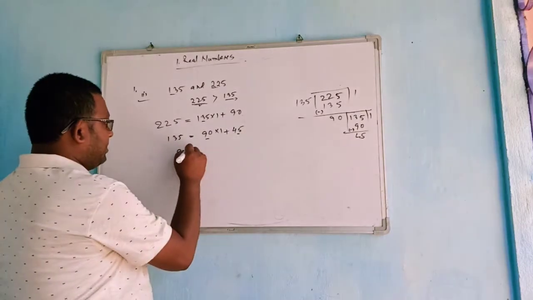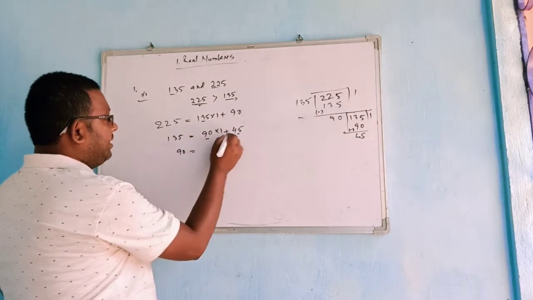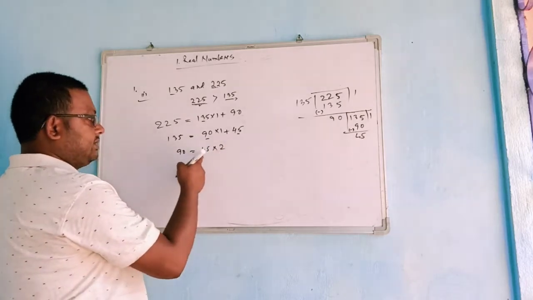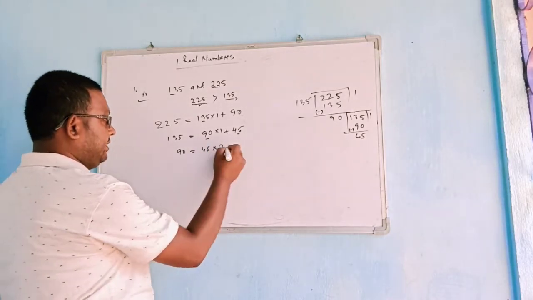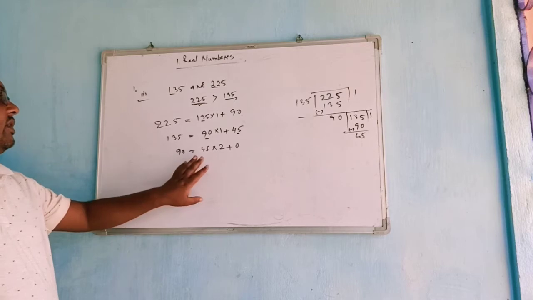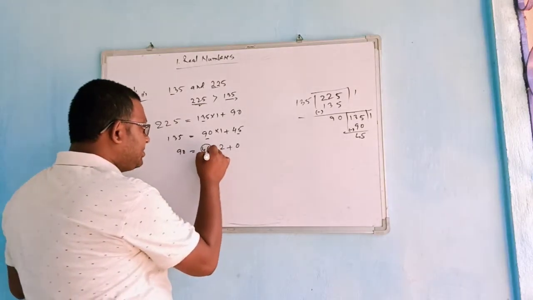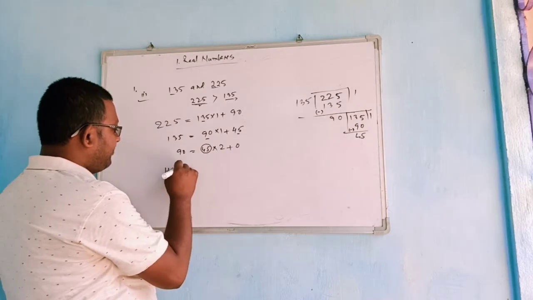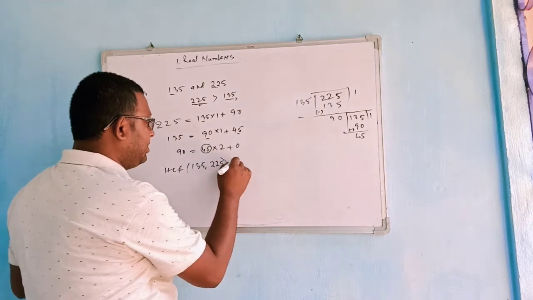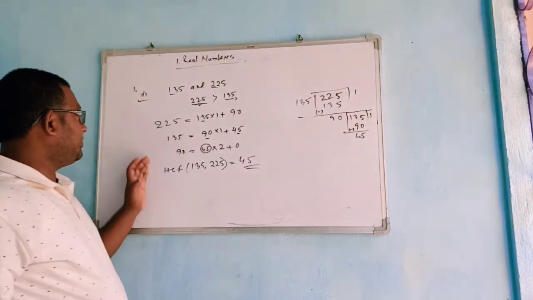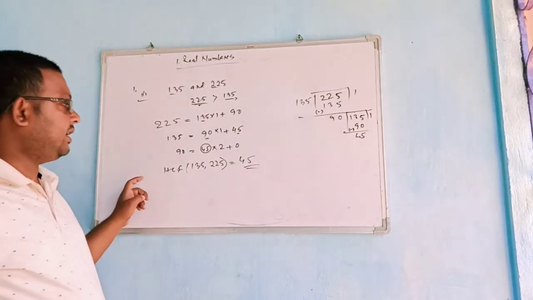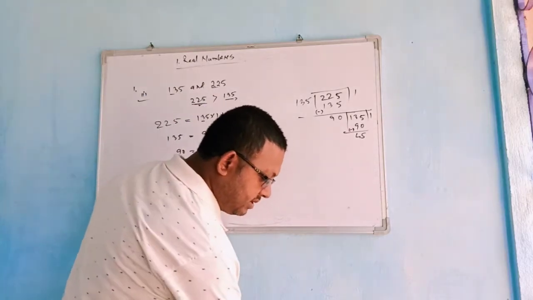Now 90 is the dividend and 45 is the divisor. It can easily be multiplied: 45 into 2 is 90, so the remainder is 0. When the remainder becomes 0, the last divisor is the HCF, which is 45. Therefore the HCF of 135 and 225 is 45. This is solved using Euclid's division lemma. This is one of the methods; the other two methods you can try at home.